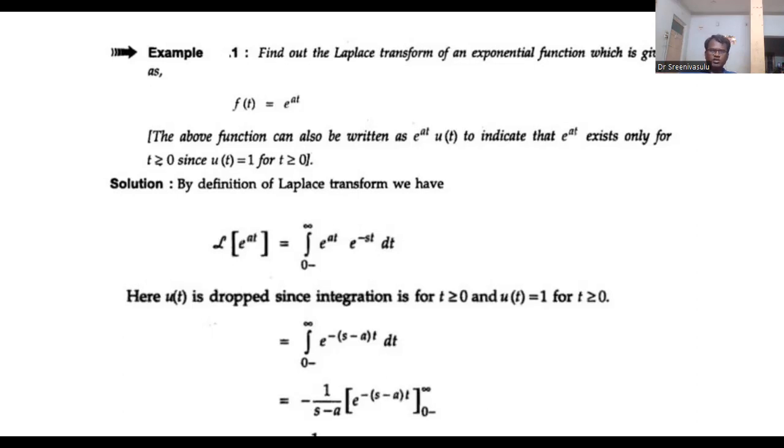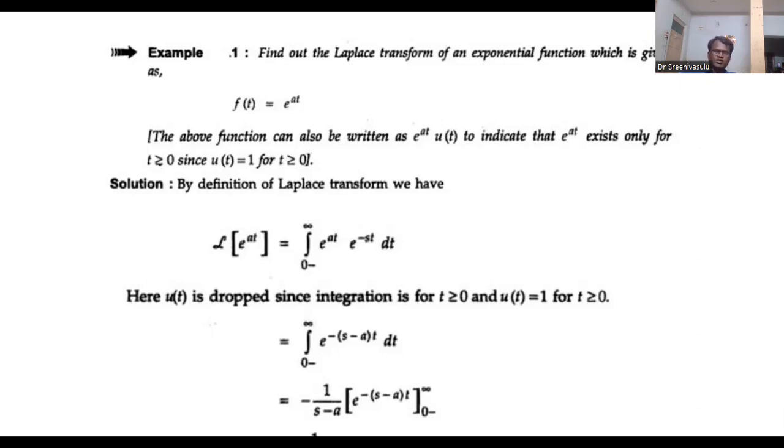So that is the importance of the Laplace transform. We calculate the Laplace transform not for the entire range of values of sigma, but only for a certain range of values of sigma where the Laplace transform exists. That's why there is a term along with the Laplace transform: the region of convergence. Only within this region of convergence does the Laplace transform exist.